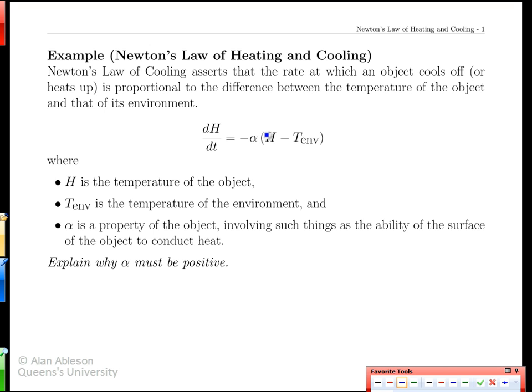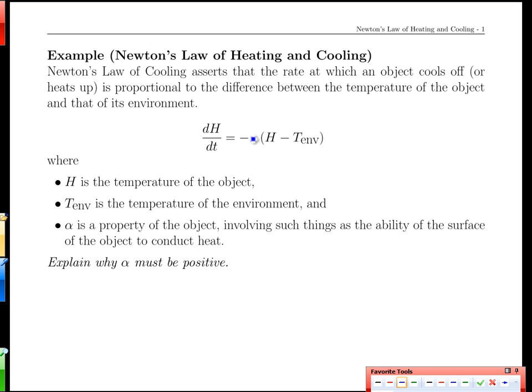A classic example of an application of differential equations is Newton's law of heating and cooling. This law is written down here. The rate of change of temperature of an object, so H is the temperature of some object in the environment, is proportional to, or is a constant times, the difference between the temperature of the object and that of its environment, or literally the difference, the subtraction of H minus T environment.